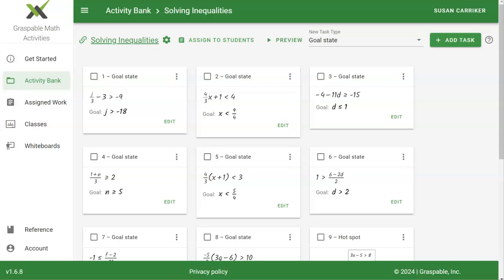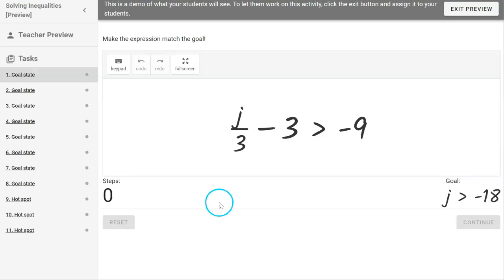So this is our last task for our lesson today, and this is a Graspable Math activity. They are practicing solving using some goal state problems. So you're given an inequality and you're given a goal. Now down here in the bottom left corner are the number of steps, and I would talk to your students about the number of steps.